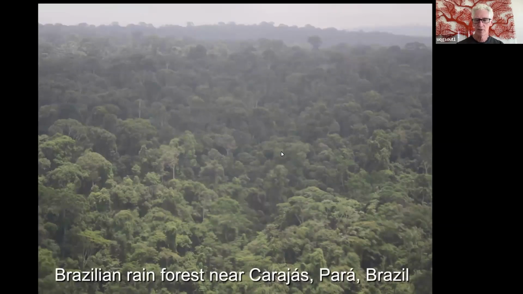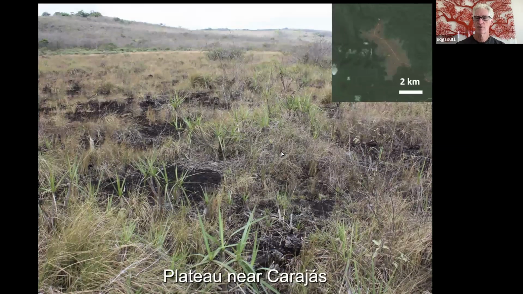So let's go to Brazil. So this is the rainforest near Carajás and Pará in Brazil. And if you fly up onto the plateaus within this environment, we can go from rainforest to scrubby, dry plateau. So you're still in the middle of the rainforest. The inset image shows this feature. It's on kilometer scale. And these are the iron deposits in Brazil.